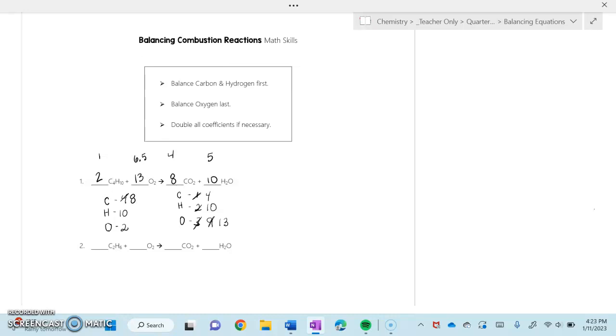So now we have 8, 20, and instead of 13, we have 26. And on this side we have 8, 20, and then we have 16 plus 10, 26. So it is balanced, and all of our numbers are whole numbers. Yay! So our final answer would be 2, 13, 8, and 10 as the coefficients.